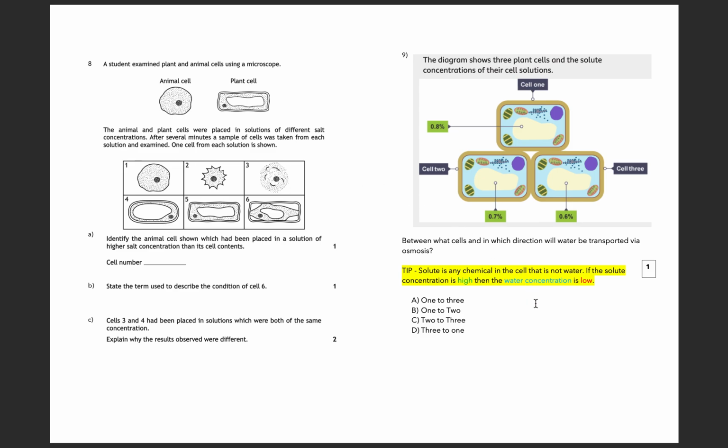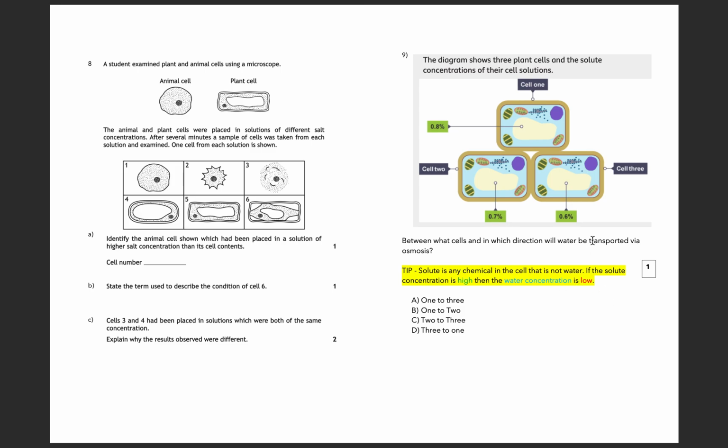Now question 9, between which cells and in what direction will water be transported via osmosis? The question is looking at solute concentration. Solute concentration, that's anything, as I've written here, that is not water. If the solute concentration is high, you can imagine this being like this question back here, a higher salt concentration. That would be a high solute concentration.